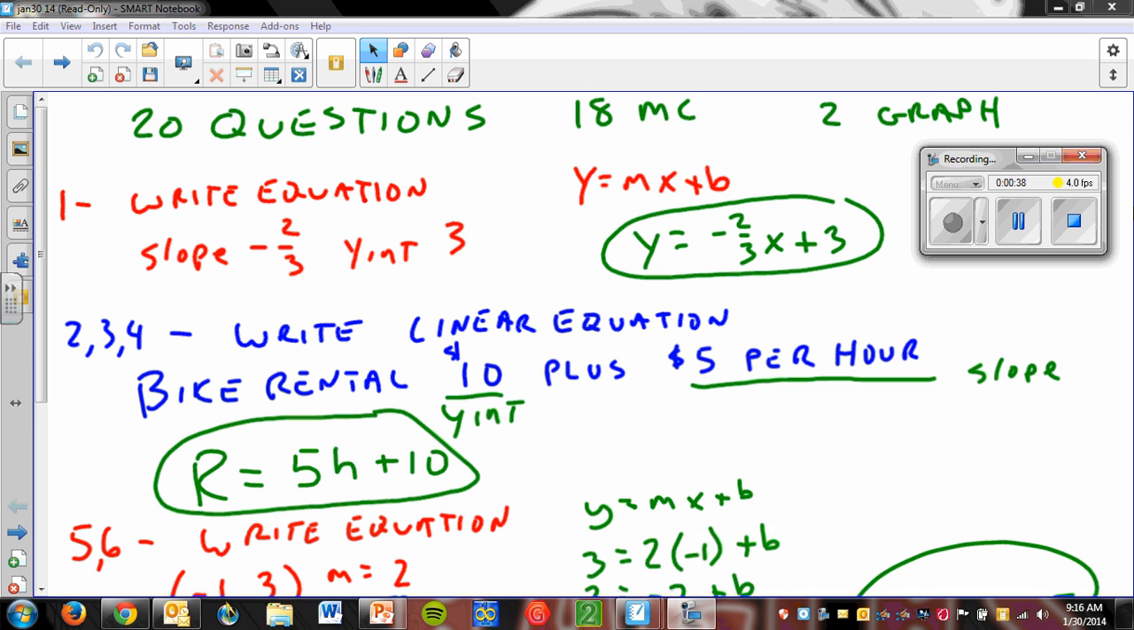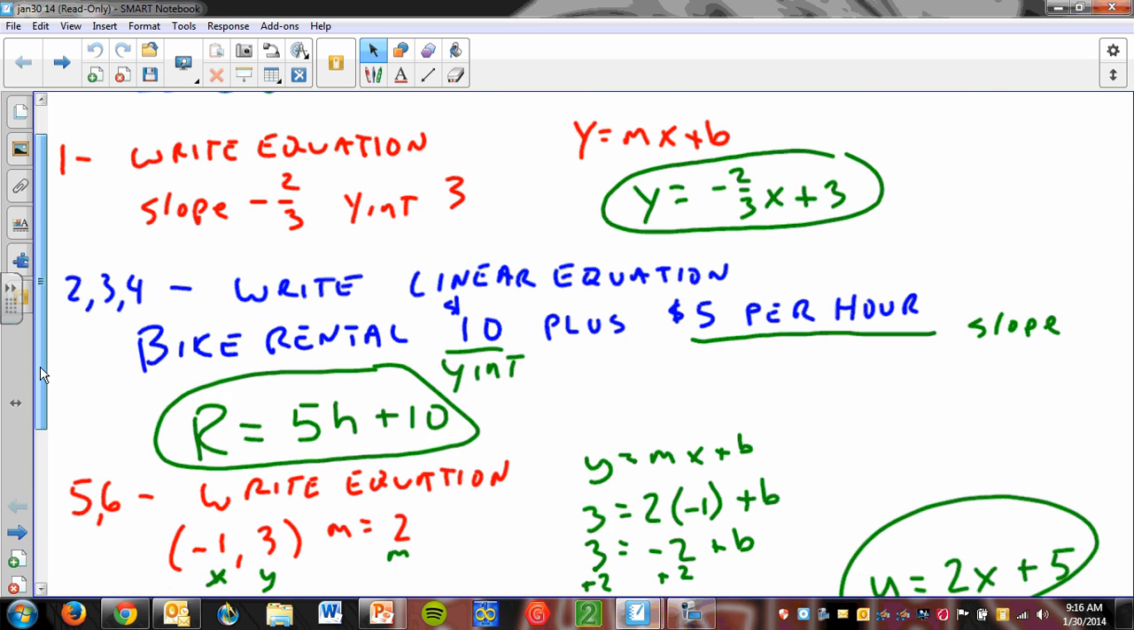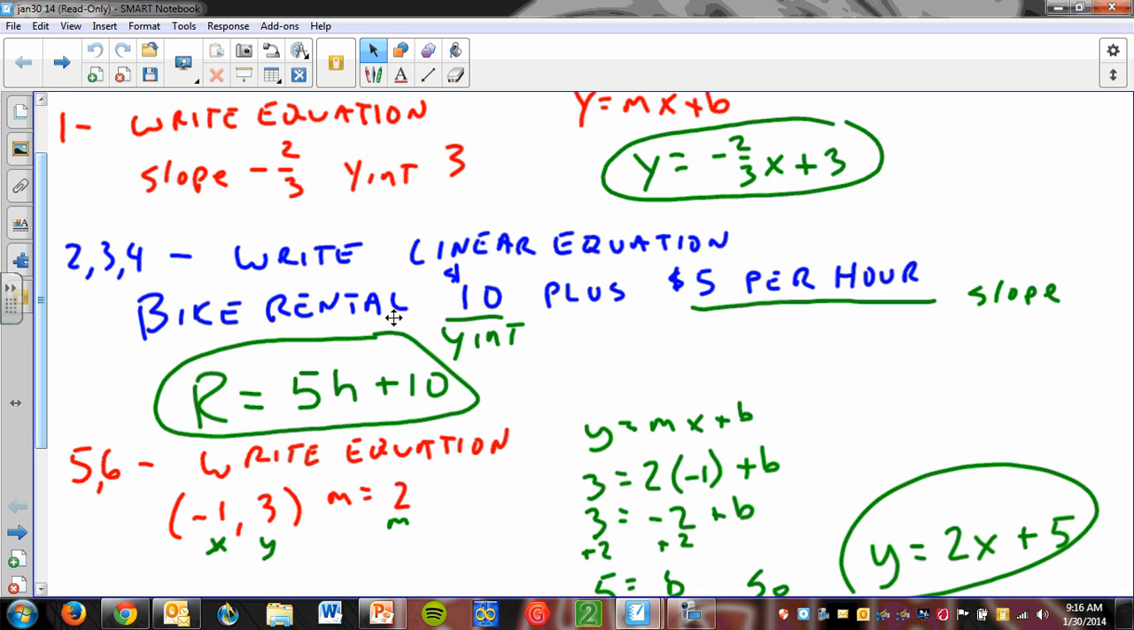There will be a couple of equations that'll say write a linear equation using the situation. The bike rental is $10 plus $5 per hour. So this $5 per hour is your slope, and you start here at the $10, your y-intercept. So $5 per hour plus the $10, or it could be 10 plus 5h, either way.